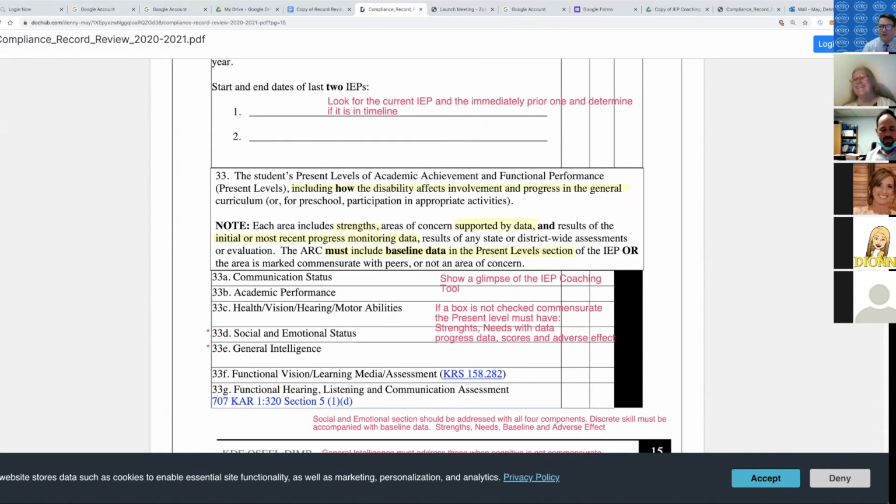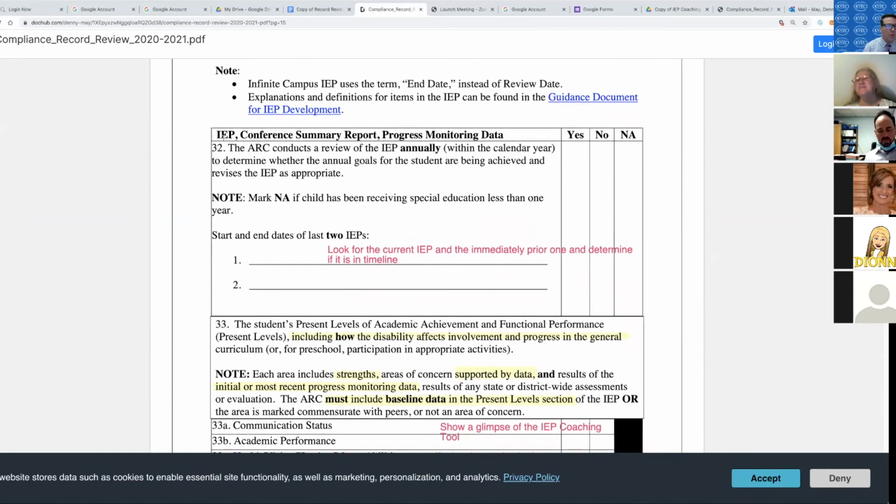We're looking at, just to circle the wagons and pick up what we were talking about, the IEP. We're going to look at the previous IEP and the current IEP, and see if those things are in timeline. We're going to put down both dates, and look to see that the meeting was held within that 365-day period. Here we are.